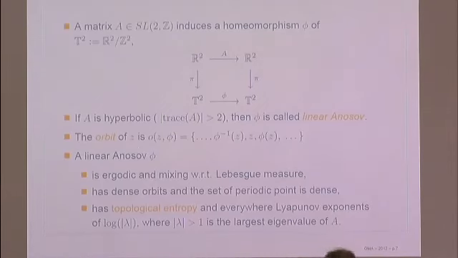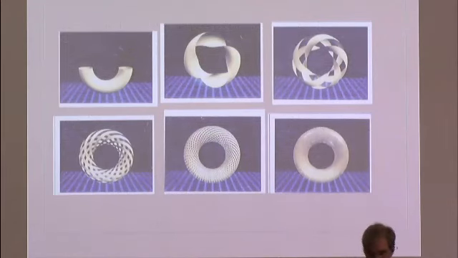Okay, so let me show you a picture of what an Anosov does. So here, this is an Anosov on the torus. So this is just a map on the torus. It turns out to be incompressible. It does preserve the area.